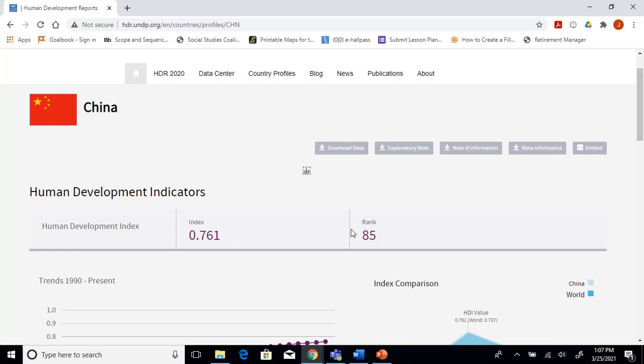China is ranked 85th in the world when it comes to human development indicators. Okay, so you're going to put that level there. The closer you are to 1, the more developed you are as a country. Okay, so you have the HDI level for the country.